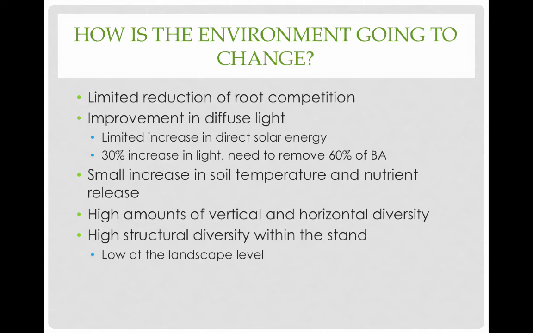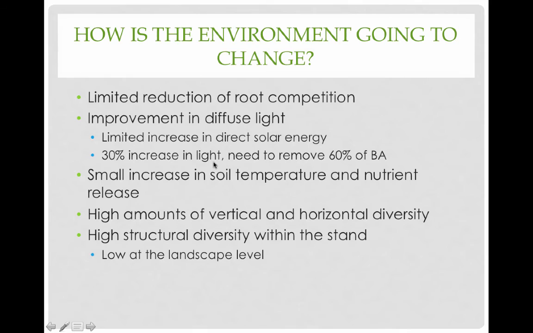We also have a small improvement in diffuse light. So we still have an overstory. We still have a midstory. So we still have trees in all these different diameter classes. So there's very limited increase in direct solar light. There can be some increase in diffuse light, so that light that's there. So an example, just to give you an idea. In one forest type, I believe this is a northern hardwood forest, to increase the light by 30%, you would need to remove 60% of the basal area. So we're talking about removing a large amount of the basal area for a pretty marginal increase in light.